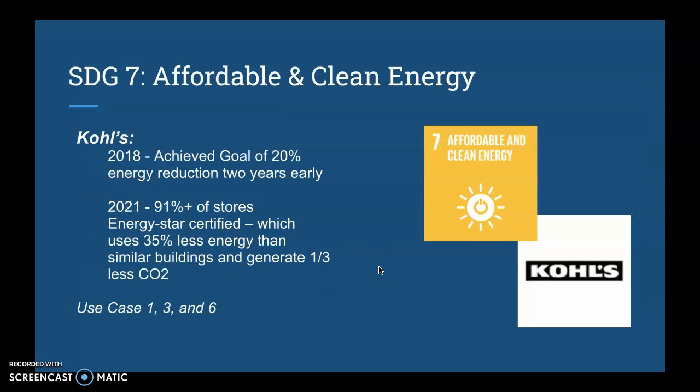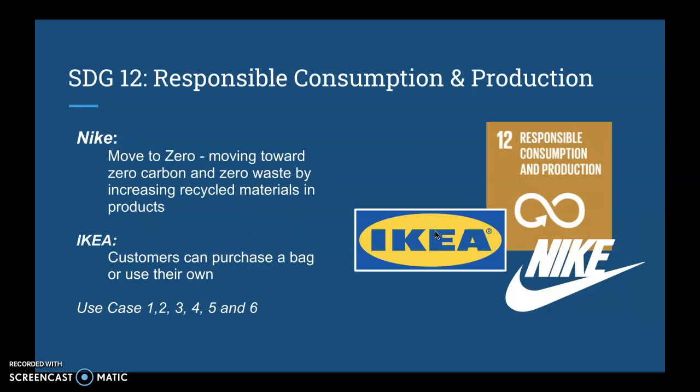So SDG 7, affordable and clean energy. For Kohl's, in 2018, they achieved the goal of 20% energy reduction 2 years early. And in 2021, 91% plus of stores were Energy Star certified, which used 35% less energy than similar buildings and generates one third less CO2.